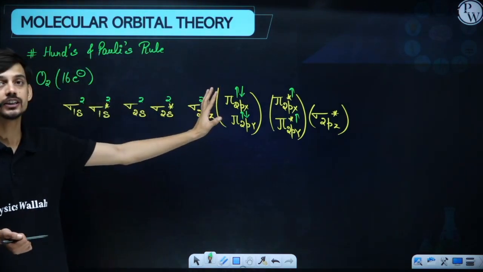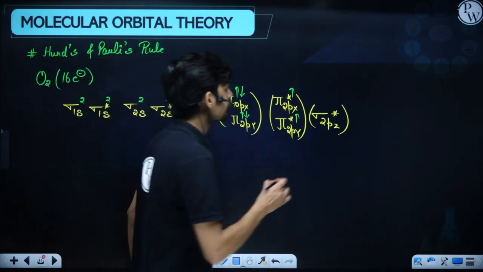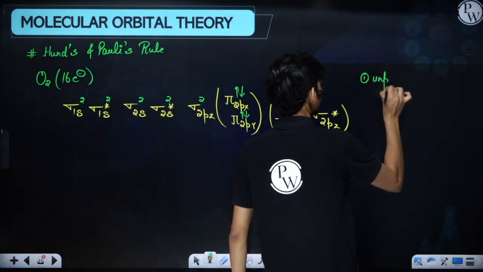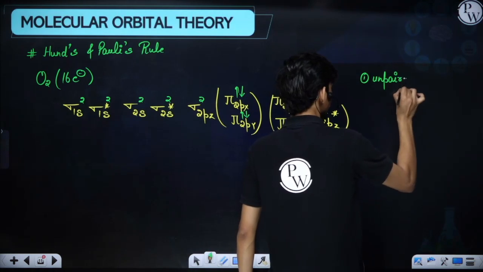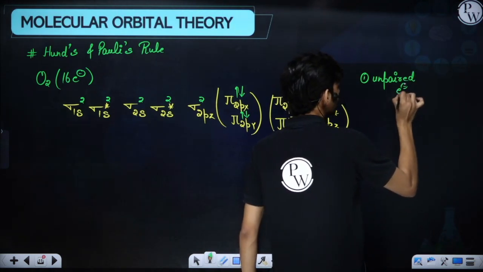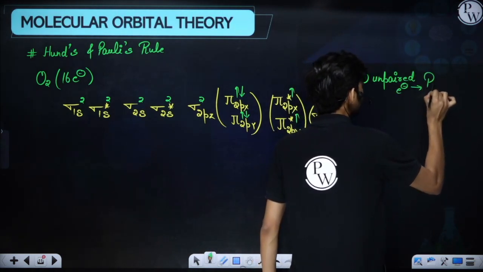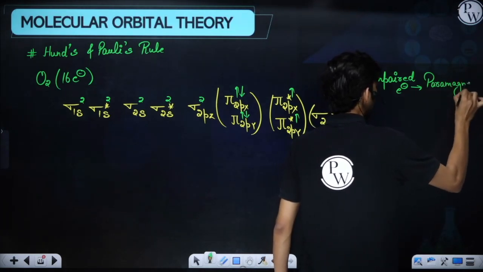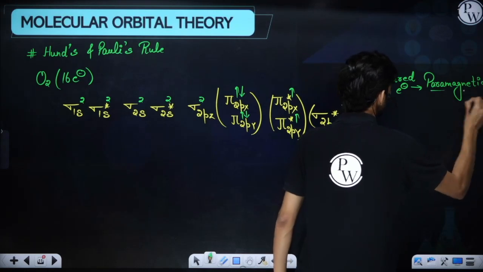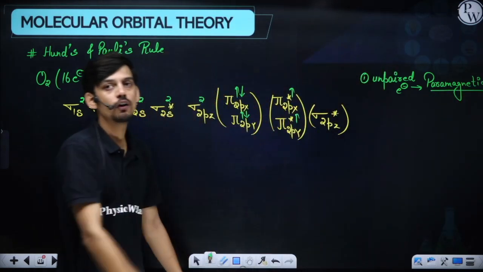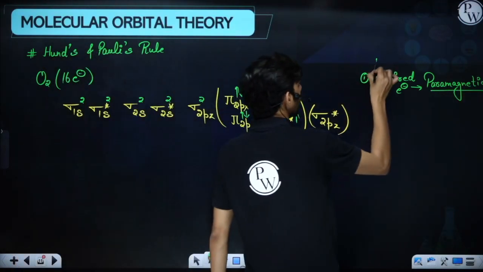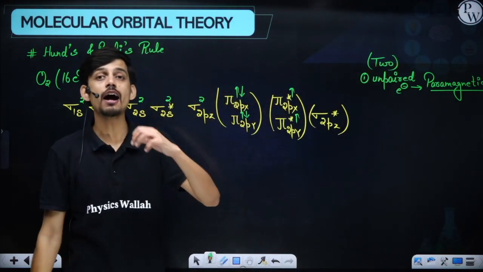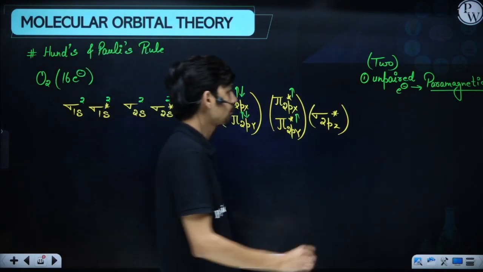From this configuration, you can derive some results. First of all, as oxygen is having unpaired electrons, it will be paramagnetic. How many unpaired electrons are present in oxygen? Two unpaired electrons. So first of all, you can find the magnetic behavior of a molecule.